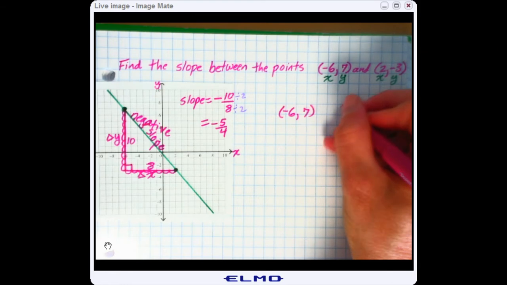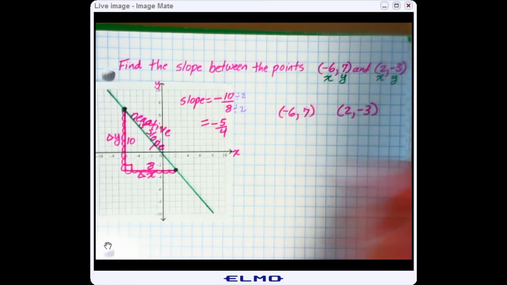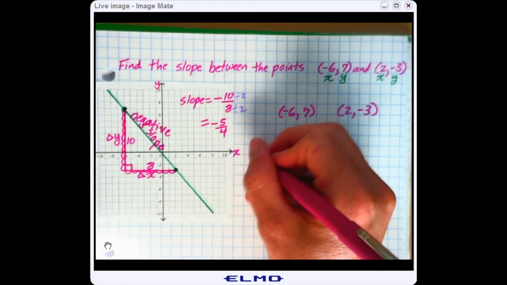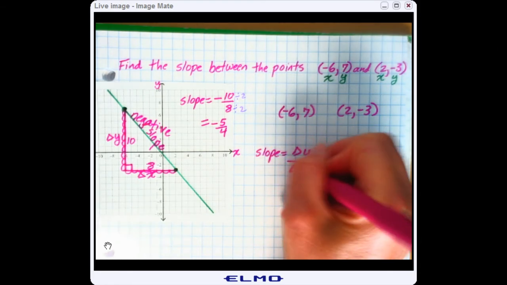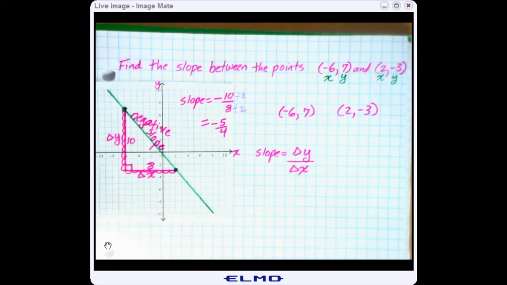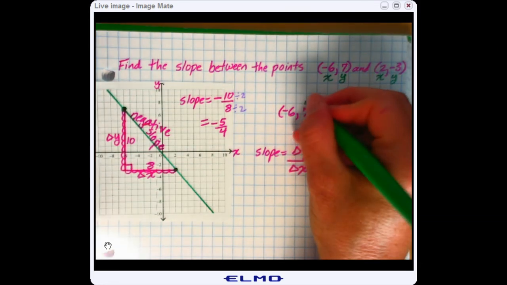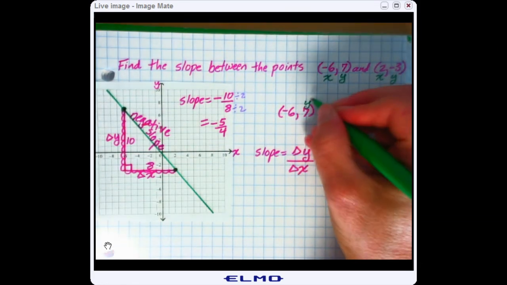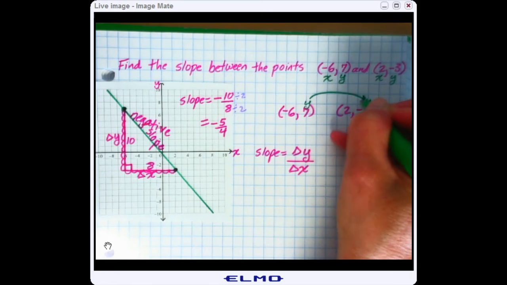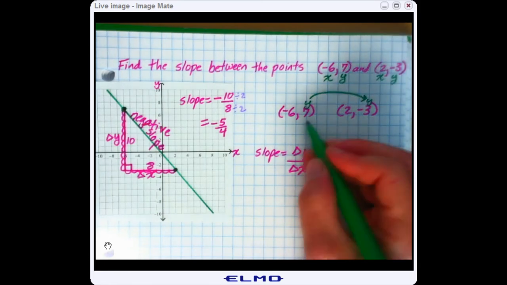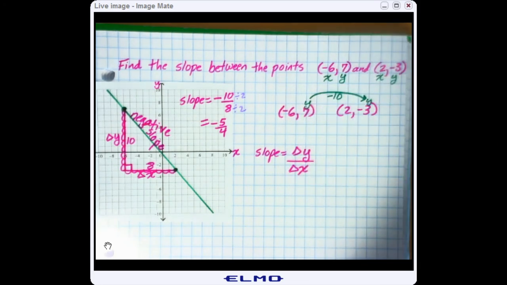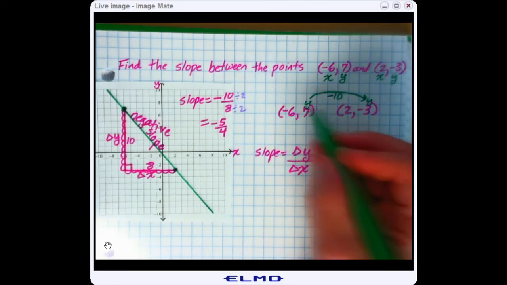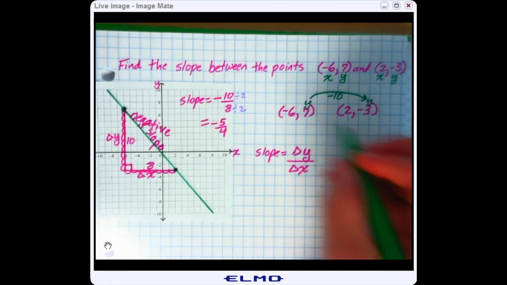And if I know slope is my change in y over my change in x, then I can look at my points and see how they are changing. So if I look at my y values, I see I'm changing from 7 to negative 3. To get from 7 all the way to negative 3, I will have gone down 7, and go down 3 more, I will have gone down 10. Okay, so I know my change in y is negative 10.